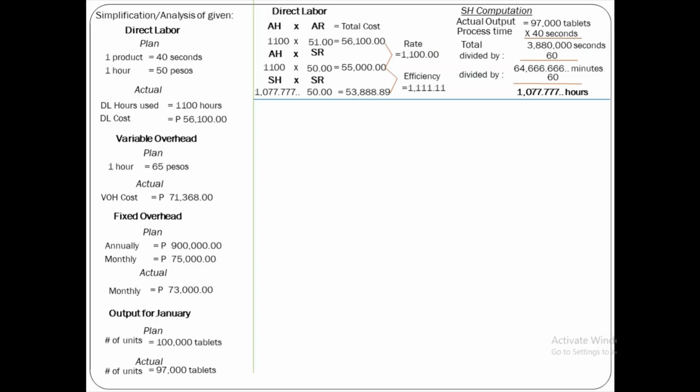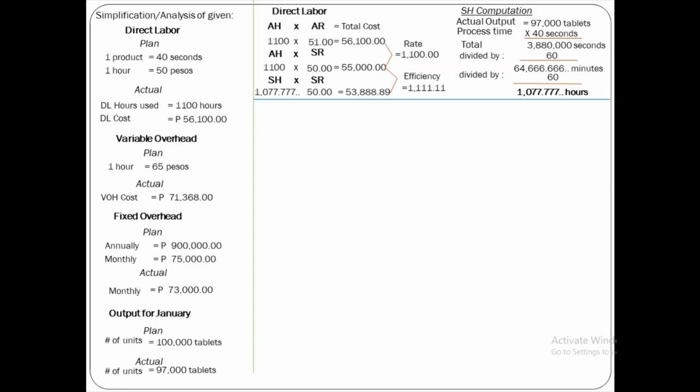And lastly, I would like to tell you that mix and yield variances are also applicable on the direct labor only if there are two types of direct labor involved in the production. Like in the materials, if there are two types of materials involved in the production, mix and yield variances apply in here also. The only difference is that instead of using price, you're going to use rate in here.